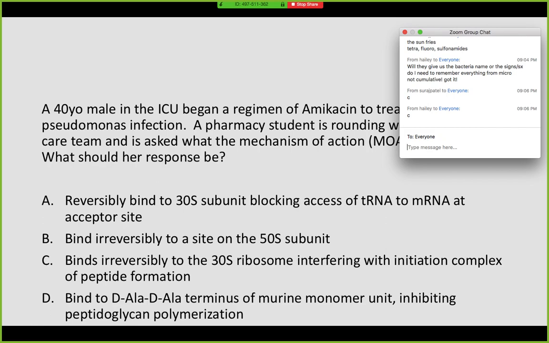Right, you guys got it. So the answer is C. Bind irreversibly to the 30S ribosome, interfering with the initiation complex of peptide formation. I would expect at least a question or two testing your knowledge of the mechanism of action. You're not going to be totally hosed if you don't know them, but I would at least try to know the ones that are in red, because they'll probably do something like this at least once or twice.